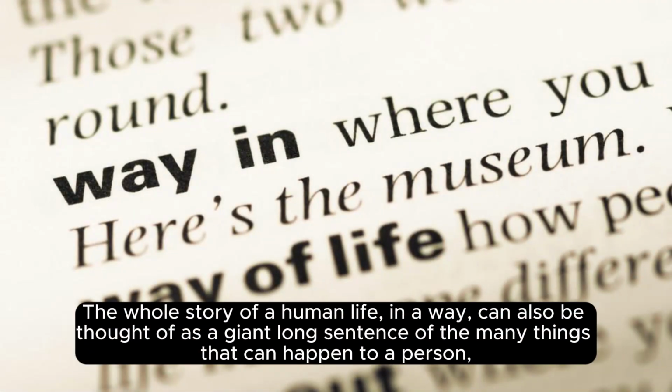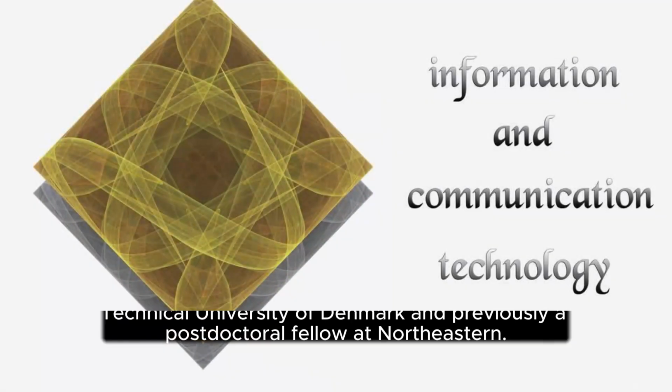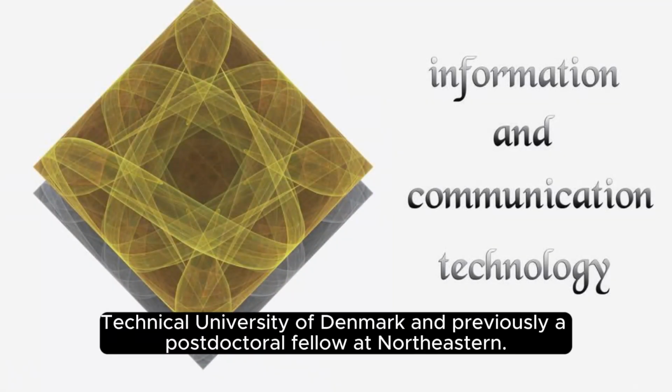The whole story of a human life, in a way, can also be thought of as a giant long sentence of the many things that can happen to a person, says Lehmann, a professor of networks and complexity science at DTU Compute, Technical University of Denmark, and previously a postdoctoral fellow at Northeastern.